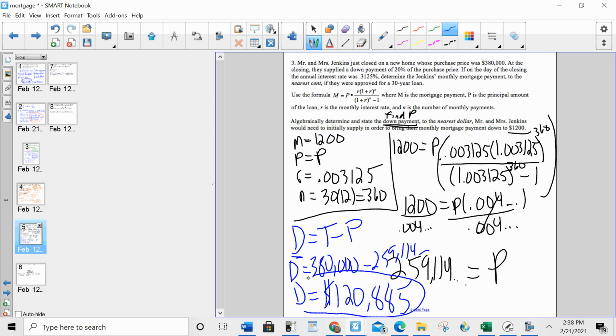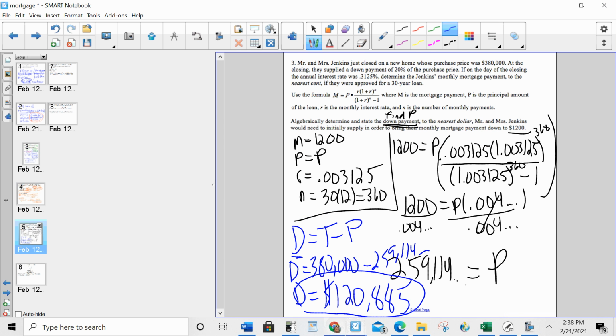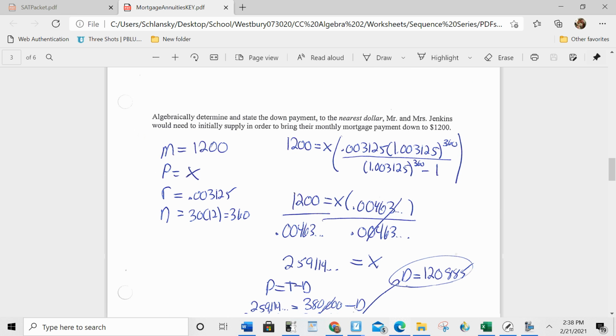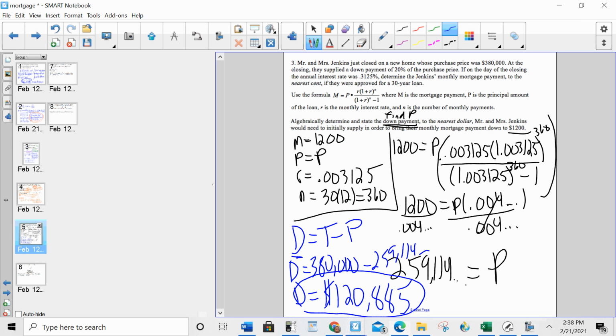I'm always nervous, so I want to make sure I got these answers right because there are so many areas to make a mistake. There are long problems. Yep, 120,885. That's my key. So I guess I did good.